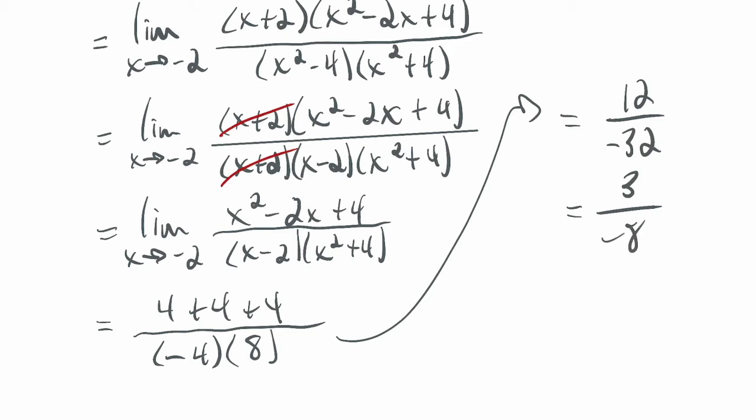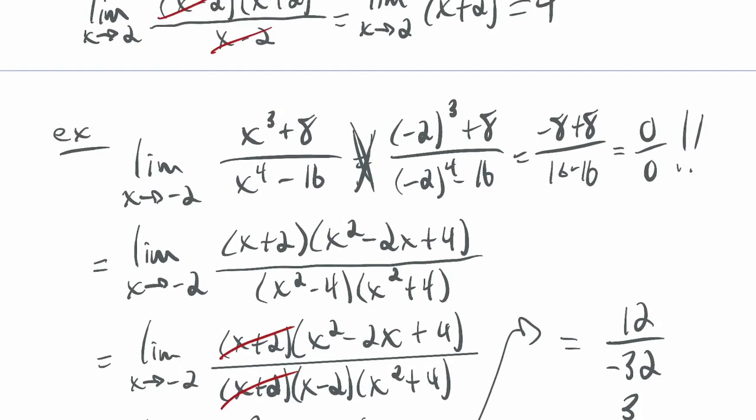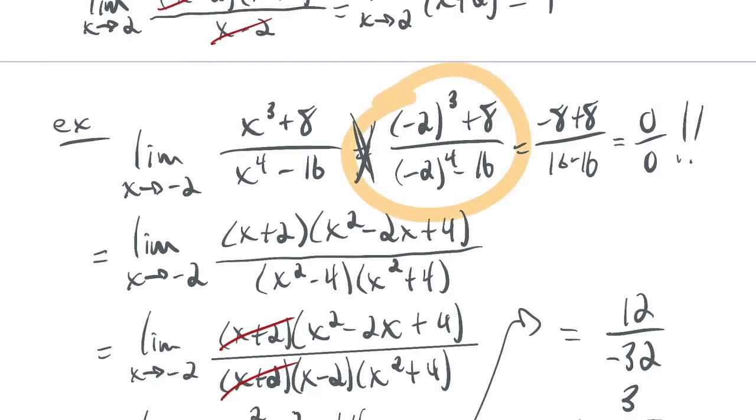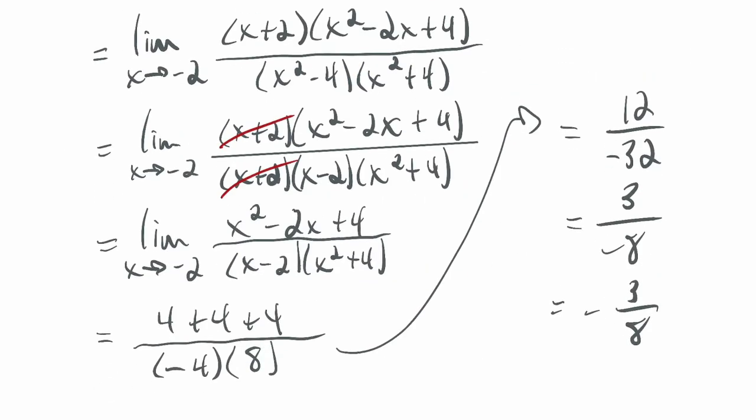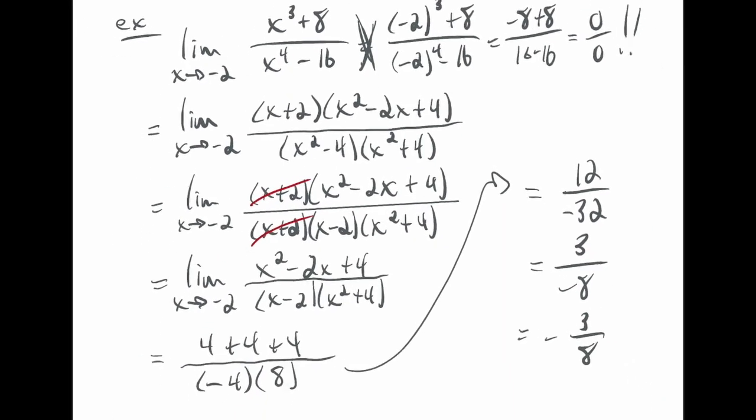So 3 over -8 is the result we get, or if you want, -3/8. And unless we've made a mistake, which I don't believe we have, I'm pretty sure that this is correct. That's the result. That's the limit. So I'm not going to go back up and write up here, although I could if I wanted to. Okay. Anyway, that's that example. Quite a bit of algebra.